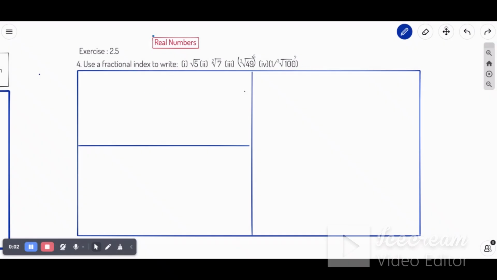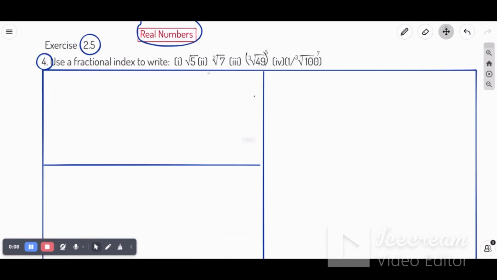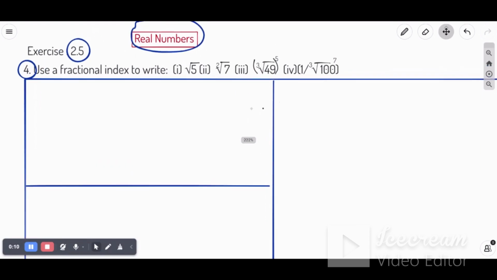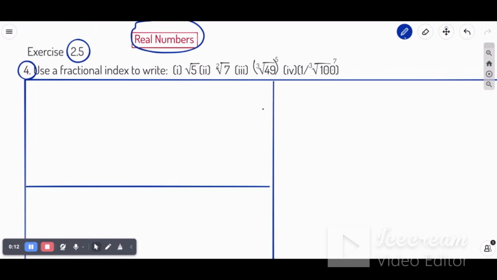Hi, let us start with real numbers exercise 2.5 question number 4 today. Here we are given four questions. The first question and the second question are very easy, but anyways, let's have a quick recap on it.